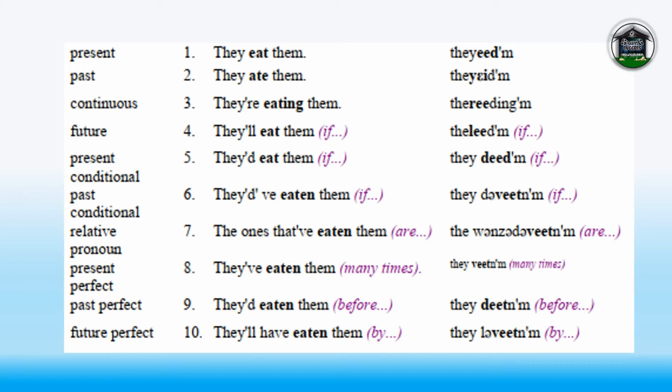1. They eat 'em. 2. They ate 'em. 3. They're eating 'em. 4. They'll eat 'em. 5. They'd eat 'em. 6. They'd have eaten 'em. 7. The ones that have eaten 'em. 8. They've eaten 'em. 9. They'd eaten 'em. 10. They'll have eaten 'em.